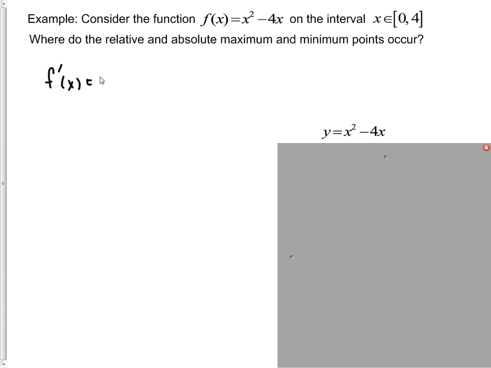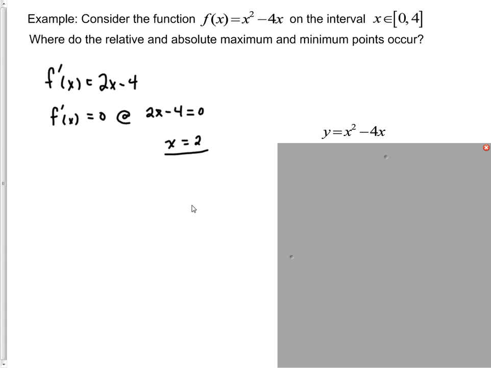But let's find the derivative. Our derivative of f of x equals x squared minus 4x, we know it's simply 2x minus 4. And we'll note that we get a horizontal tangent line, that is, a place where the derivative is equal to 0, at the point where 2x minus 4 is equal to 0. Well, if we work that out, of course, we know what happens. That's at x equals 2.